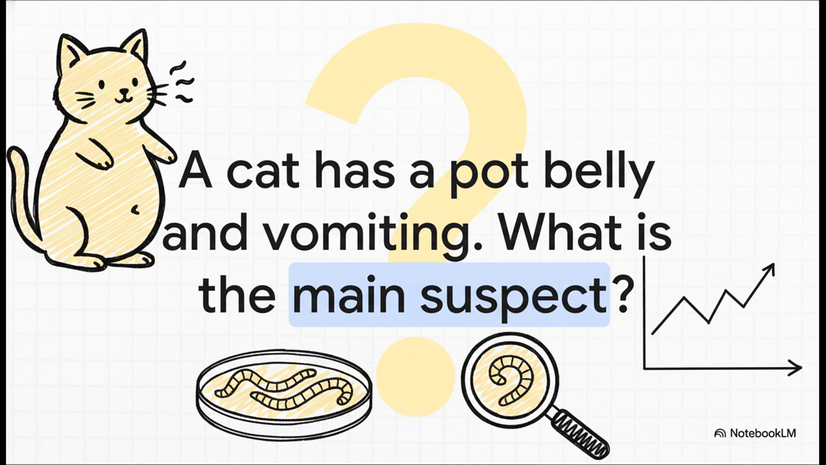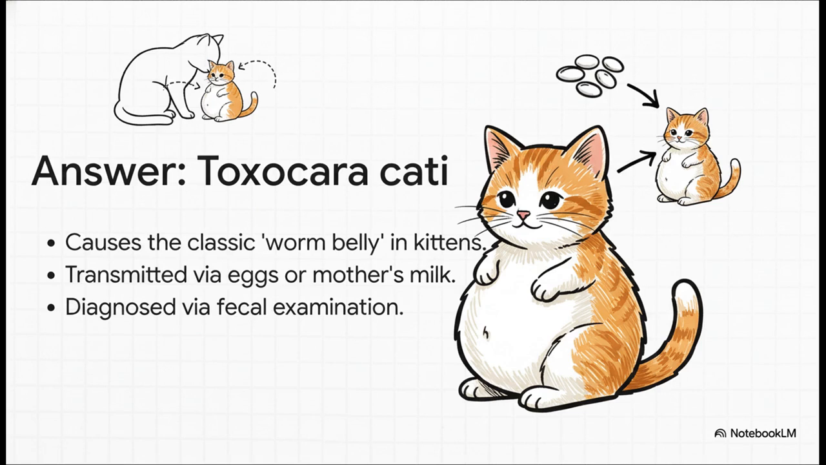An owner brings in a tiny kitten. It's got this noticeably round, swollen tummy, a classic potbelly, and they mention it's been vomiting. Based on that chart we just saw, what's your number one suspect? Yep, you got it. Toxocara cati, the roundworm. That potbelly kitten look is a textbook sign. It should be screaming roundworm to you.